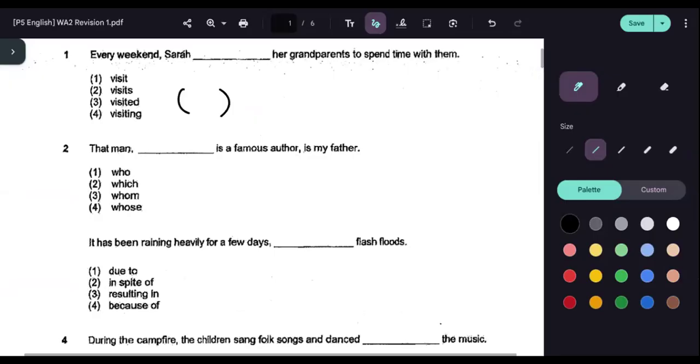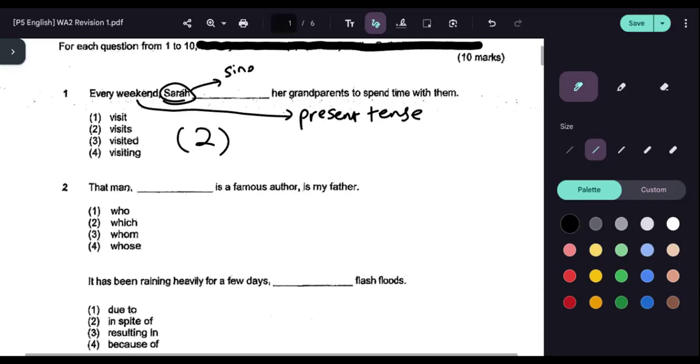Every weekend, Sarah blanked her parents to spend time with them. Whenever you see every weekend, you will know that it is present tense. So you'll say every weekend Sarah visits, because Sarah is one person, so therefore it is singular. And because it's singular, it has to have an S, so that's why it will be visits.